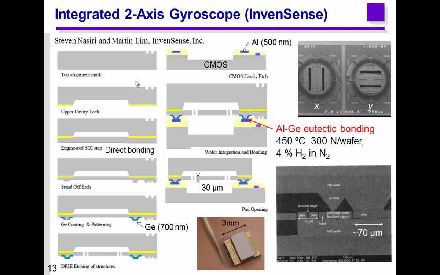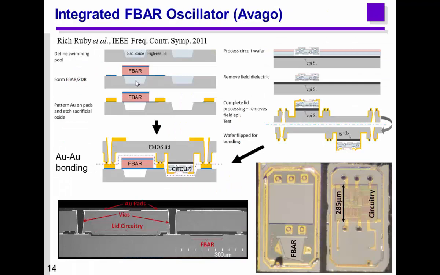This is very important. No MEMS sensor works very well without this hermetic packaging. So the packaging is necessary, but by this method, the integration and the packaging can be achieved simultaneously. This is very important. And this kind of approach was applied to the FBAR, integrated FBAR oscillator by Rich.